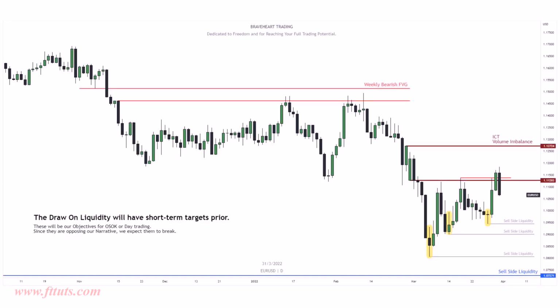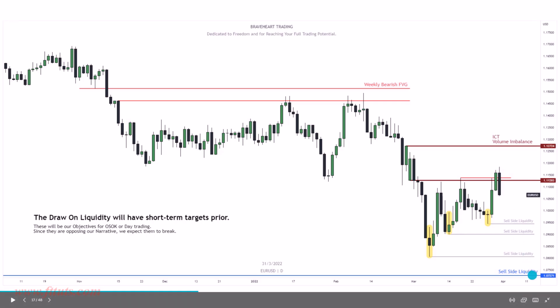Before we get to the draw on liquidity, we will also have short-term targets. So this would be old lows here, or older blocks and lows. And these are just short-term targets because we know that price is not going to go from this high to the sell side liquidity pool in one move. It's not going to have a flash crash. We know that there's going to be up days and down days, up days and down days.